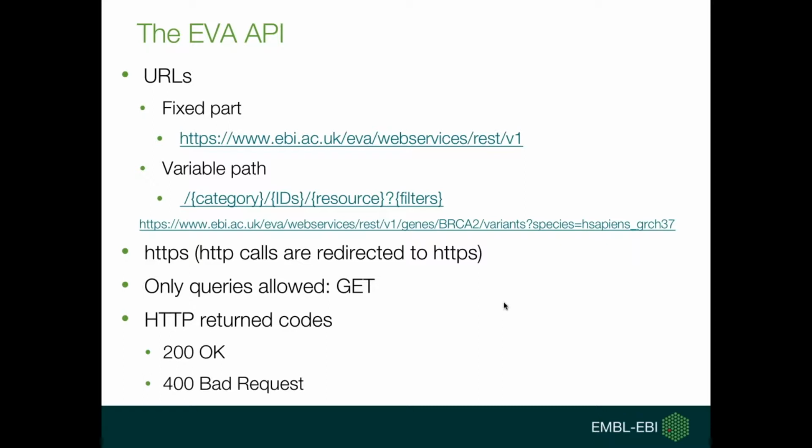Currently, we just allow queries, so you have to use the HTTP GET method when you are calling our API, and we will return HTTP codes. 200 if the URL is okay and the query is well formed. Even if there are no results, we will return an empty result list. We will see the format of the output later. And if the query is not well formed and the URL is not valid, you will get a bad request code.